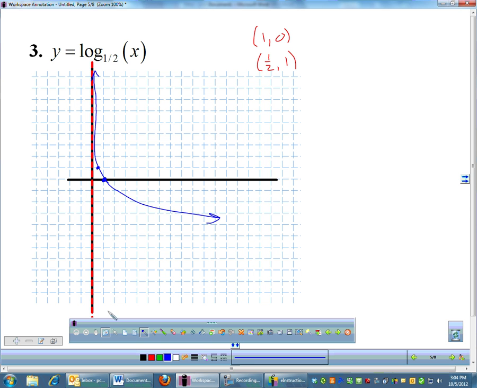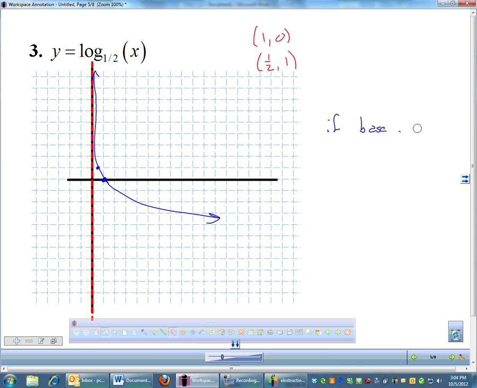Questions, comments, concerns? So if the base is less than 1, actually we'll say if the base is between 0 and 1, then you're going to have that general coming down shape. That's kind of a weird note, but okay.